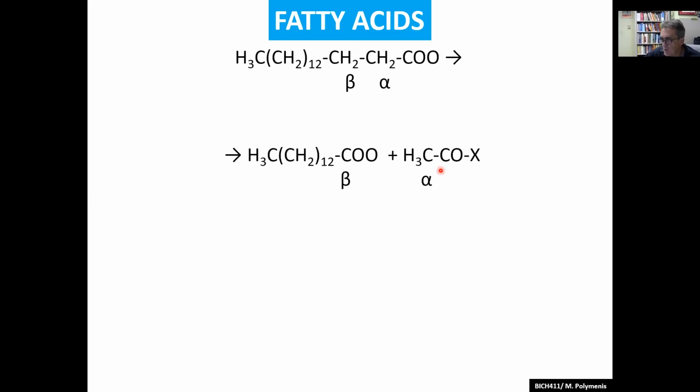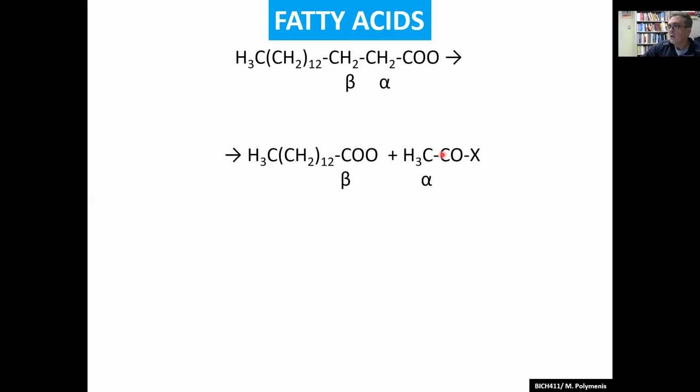Again, let's remind ourselves what the alpha carbon is and what the beta carbon is. So this is a carboxyl group on the fatty acid. We have 16 carbons on this particular one. And there is a carboxylic acid, the acid part of the fatty acid, and the carbon next to it is the alpha carbon, and the one next to it is the beta carbon. So when we start breaking down in 2 carbon units, what we're going to do is break this bond between the alpha and the beta carbons. That will release the 2 carbon unit.